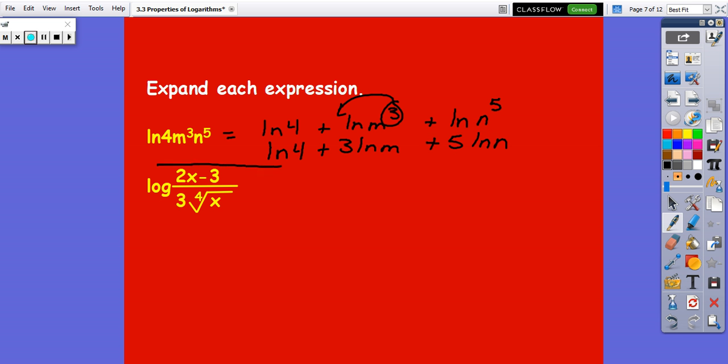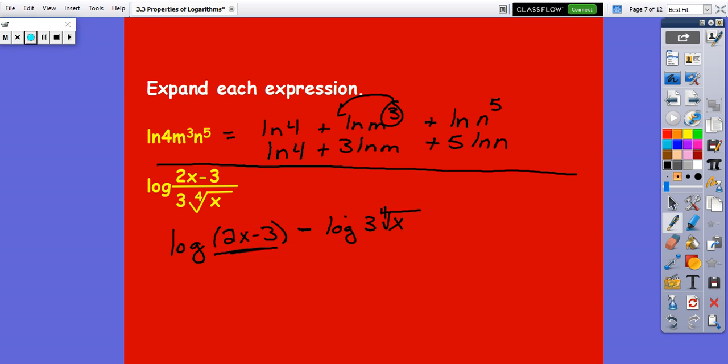Now the next one has some division going on. So the first thing I'm going to do is separate out the division with subtraction. This is a really good problem because you can see there's not multiplication there. So this group right here cannot be split apart any farther. So this group has to stay as it is.